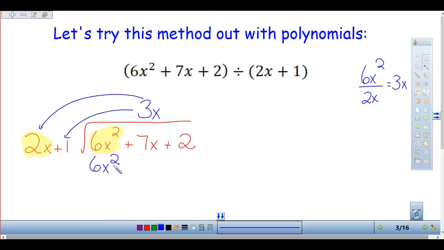So this times this gives us 6x squared. Isn't it better? That's what we said it was going to do. Then 3x times 1 is 3x. Draw your line underneath.